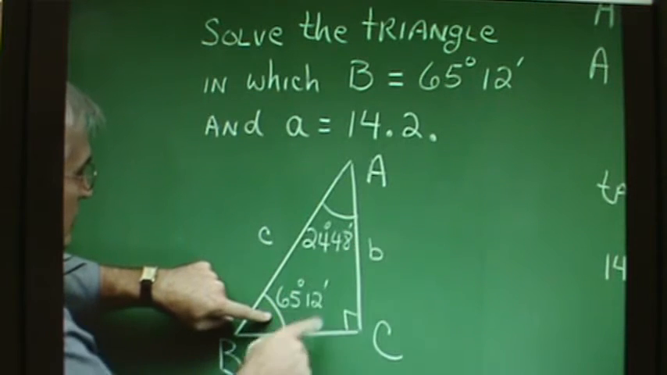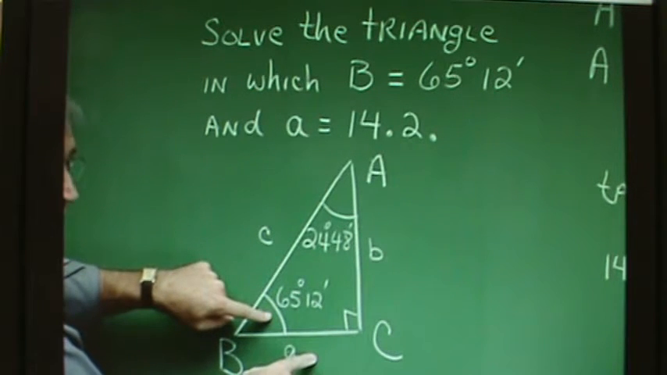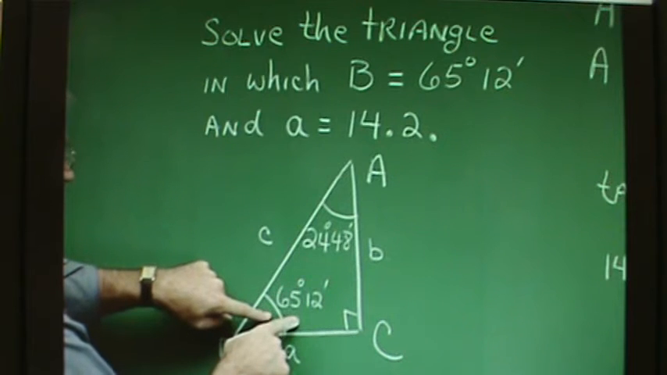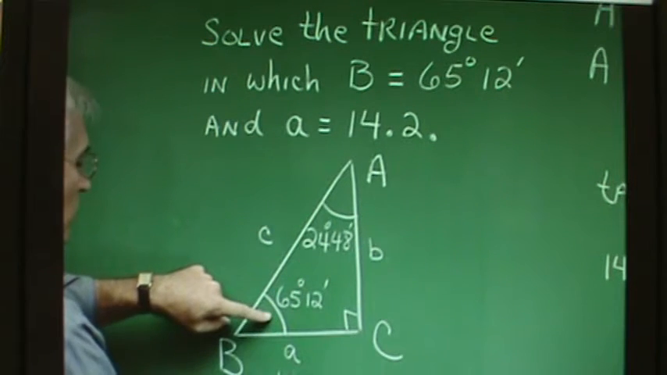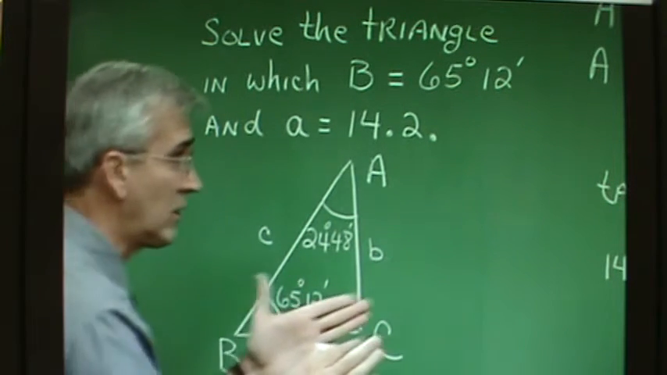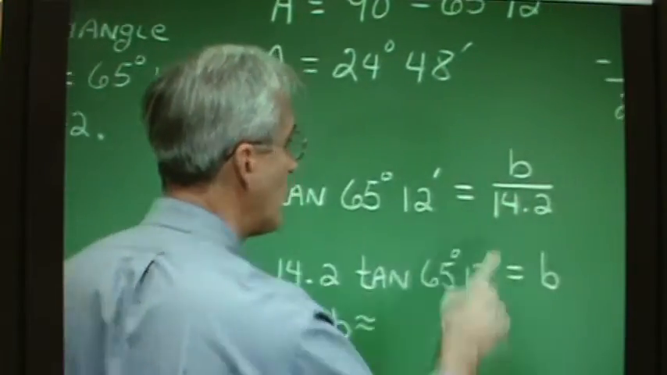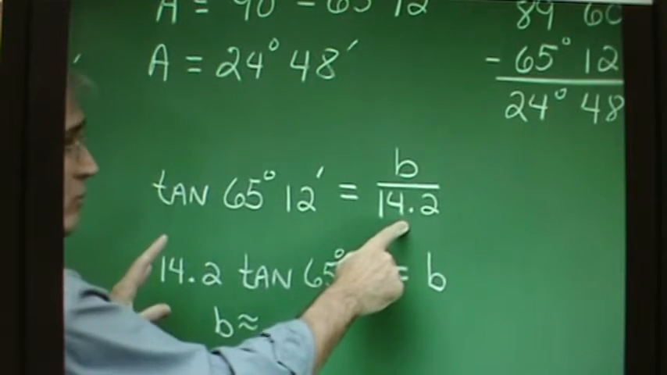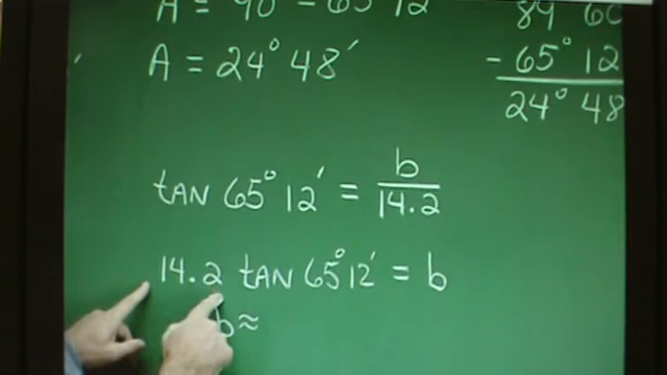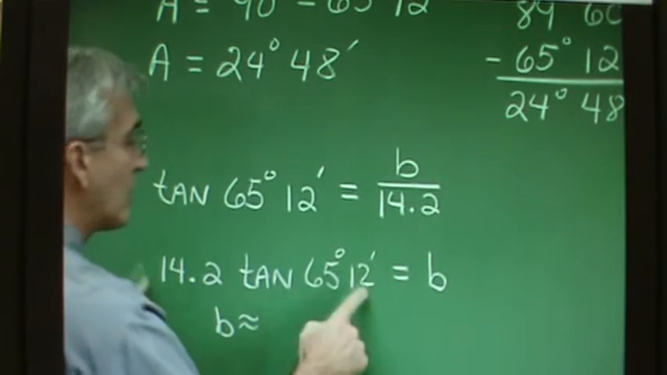And so it's opposite side over adjacent, and that's the tangent function. So the tangent of 65 degrees 12 minutes is b over 14.2. So we come over here and make a calculation. The tangent of 65 degrees 12 minutes is b over 14.2. Multiply on both sides by 14.2, and we find b to be 14.2 times tangent 65 degrees 12 minutes.